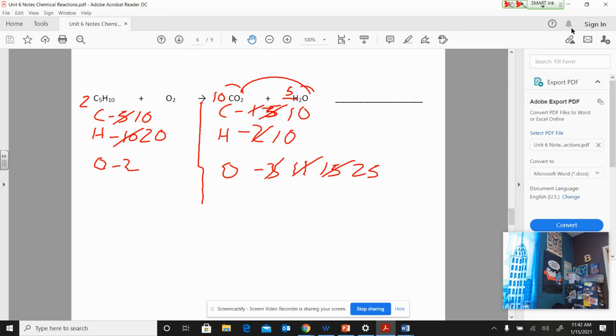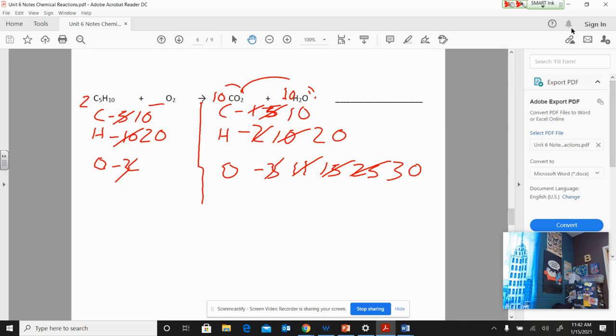Okay, so then I fix my hydrogen. So hydrogen has 20 over here now. Hydrogen over here, what can I put in front of that to equal 20? So 10, again, 10 times 2 is 20. That also affects my oxygen though. So 10 times 1 is 10. And then the 20 I already had, so now I have 10 more. So now I have 30 oxygens over here. But it's an even number, so it's fine.